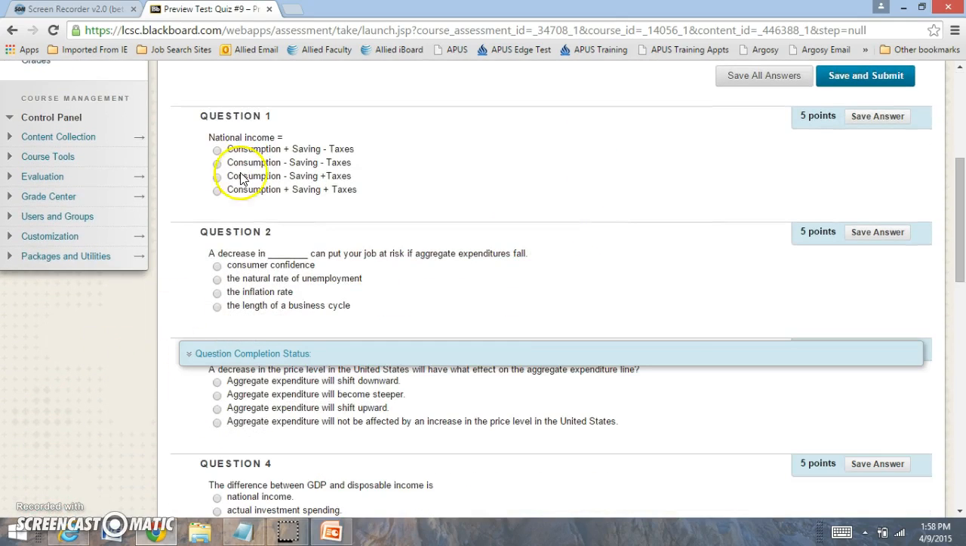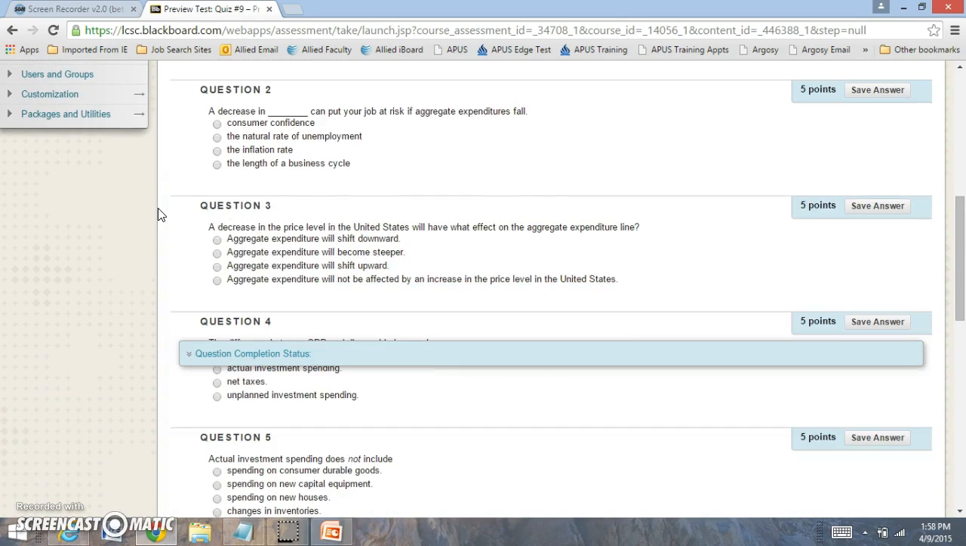I'm going to be looking at national income. And what does national income, what does the equation look at? When you look at aggregate expenditures, you notice that consumer confidence is very important to our economy. And whenever there's changes in the unemployment rate or the business cycles change, there's going to be a lot of challenges our economy is going to be facing.